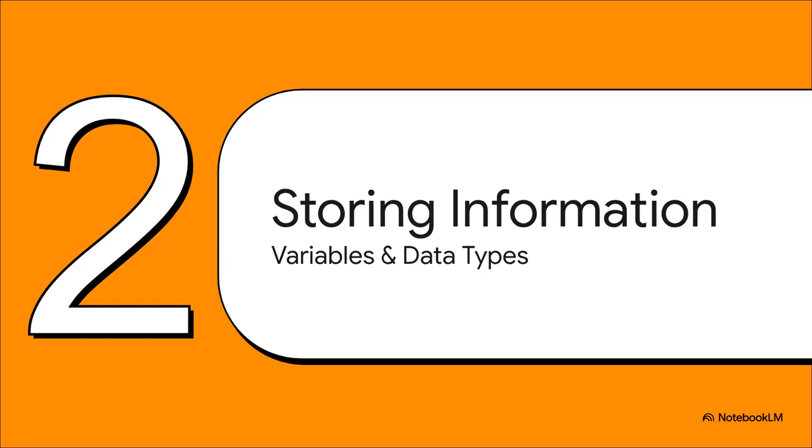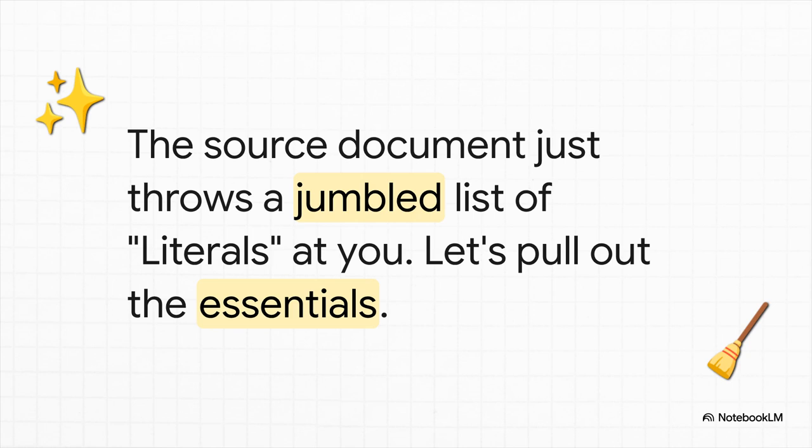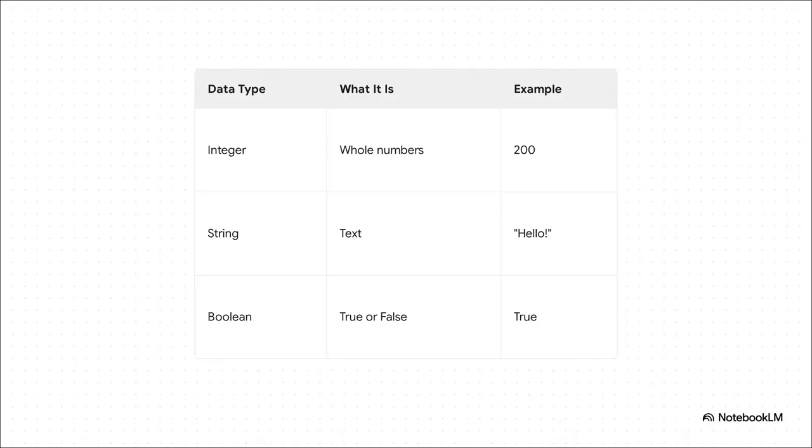Okay, so now that we can talk to the computer, we need a way to store information so we can actually use it later. And this is where the source document gets really confusing. It just throws this jumbled list of literals and data types at you. It's a mess. So what we've done is pull out the essential pieces and organize them so they actually make sense. It really boils down to three basic types of data you'll use all the time. You've got integers, which are just whole numbers. You've got strings, which is just a fancy word for text. And then booleans, which are super simple, just true or false values. And that's really it. Numbers, text, and true-false.